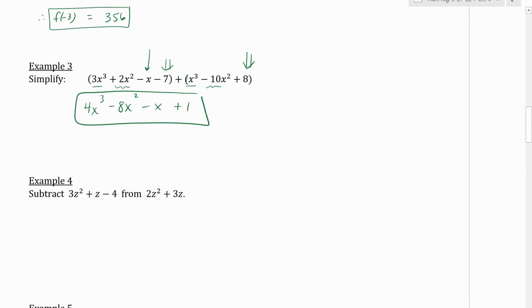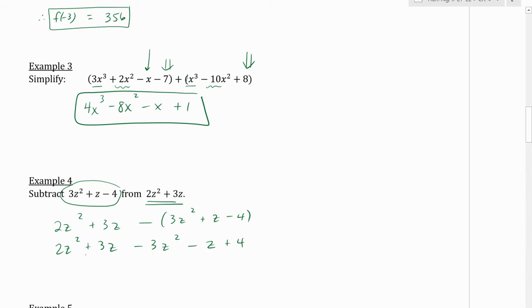All right, now this time around, we're going to subtract this away from that. So we got to start out with this and subtract this whole 3z squared plus z minus 4 from it. So I'm going to change all these signs because subtract just means do the opposite. And then let's see, 2z squared take away 3z squared. That's a negative z squared. I got 3z's take away a z. That's a positive 2z. And I got a plus 4 on the end.